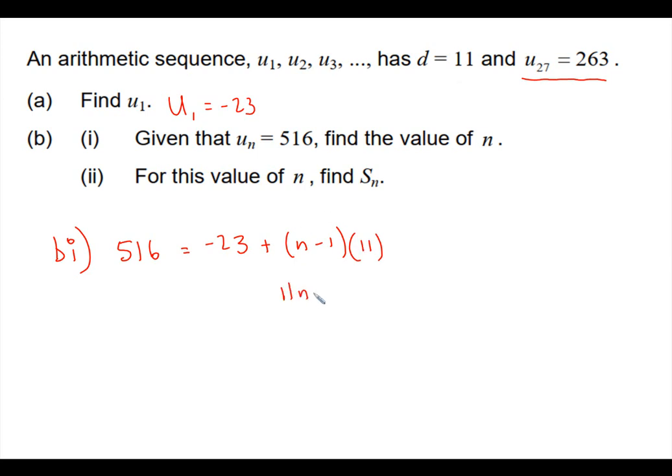This will give us 11n minus 11, negative 23. So we work this. This is 11n. This would be minus 23, 33, 34. It's equal to 516. Add 34 to the other side. So we get 550. It's equal to 11n. So divide by 11. N is going to equal 50. Right? So n is going to equal 50.